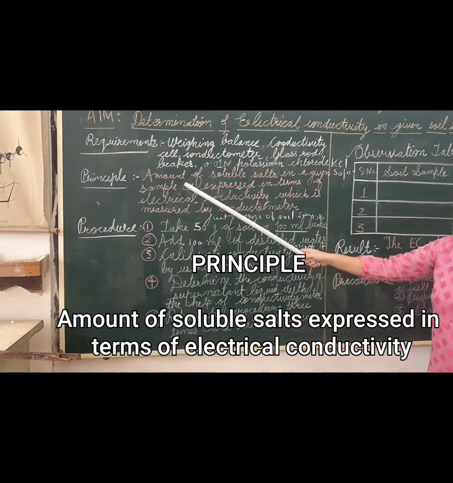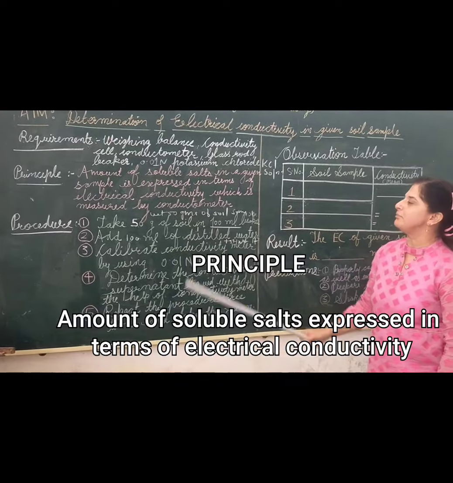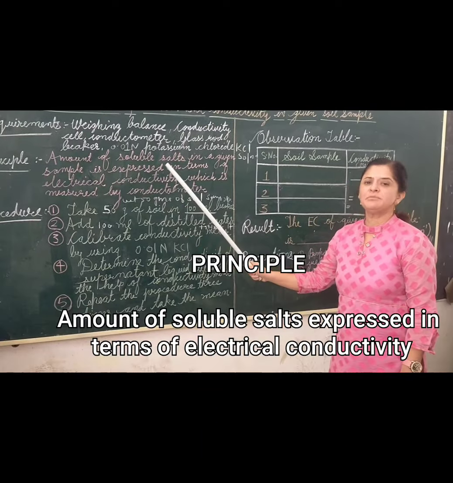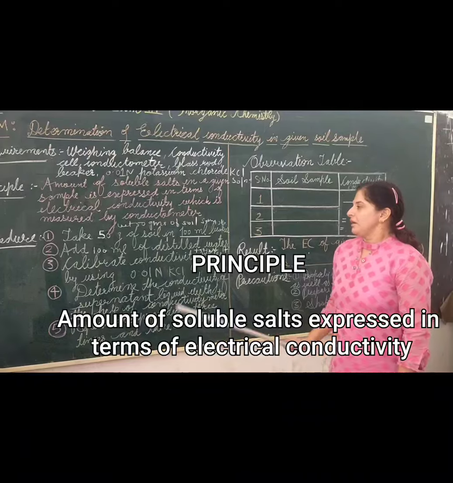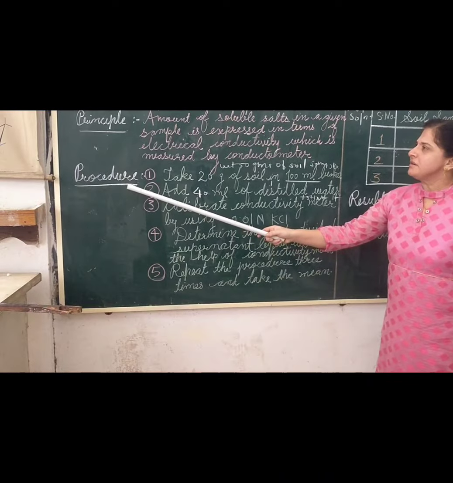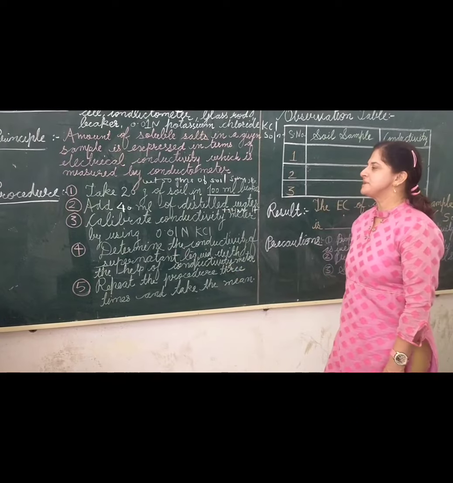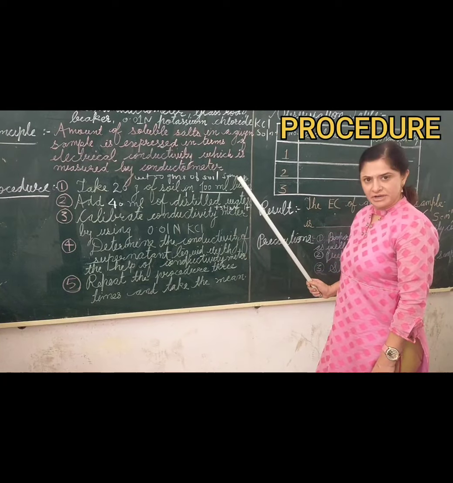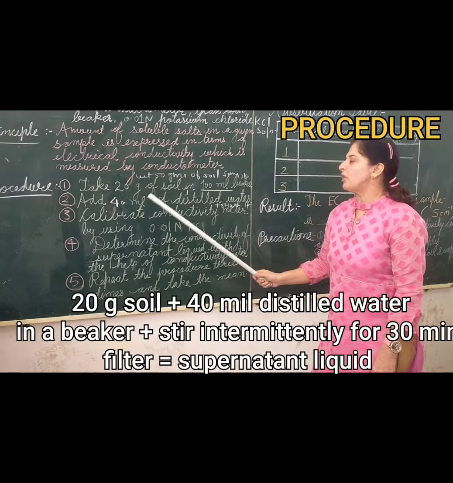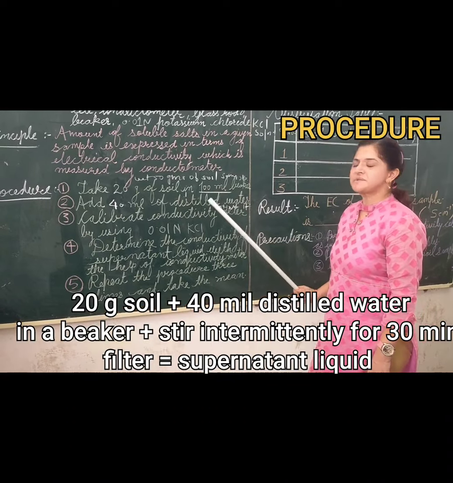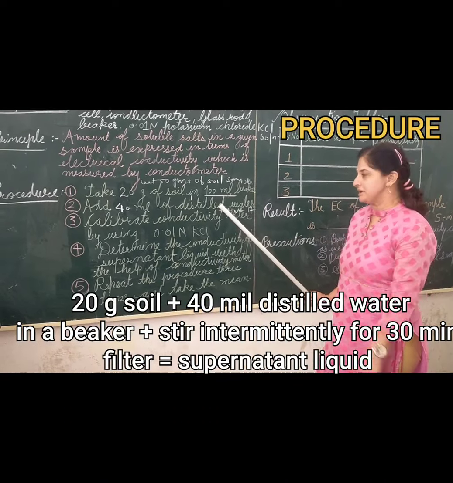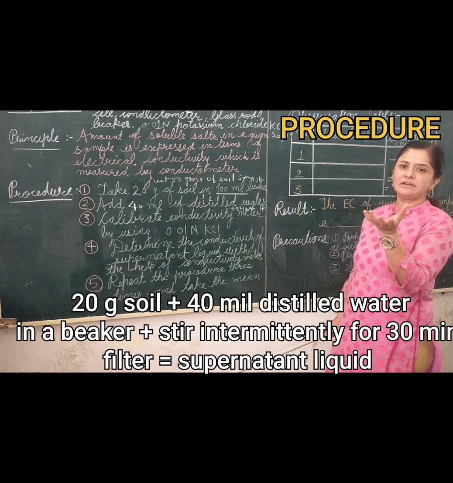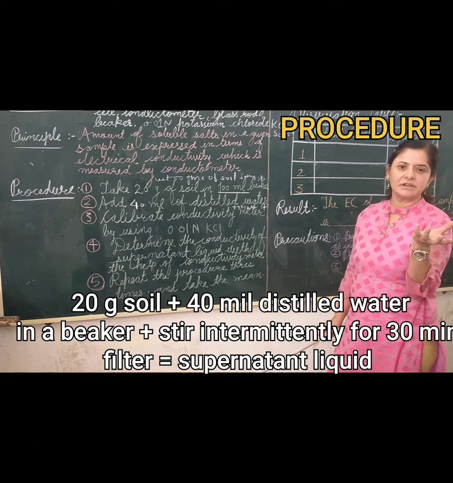Principle: the amount of soluble salts in a given sample is expressed in terms of electrical conductivity, which is measured by a conductometer. Now, the procedure in this experiment requires the following steps. In the very first step, take 20 grams of our soil sample in a 100 ml beaker. Then add 40 ml of distilled water to it and stir it intermittently for about 30 minutes. Then filter it. The supernatant liquid that we get is our sample for electrical conductivity.